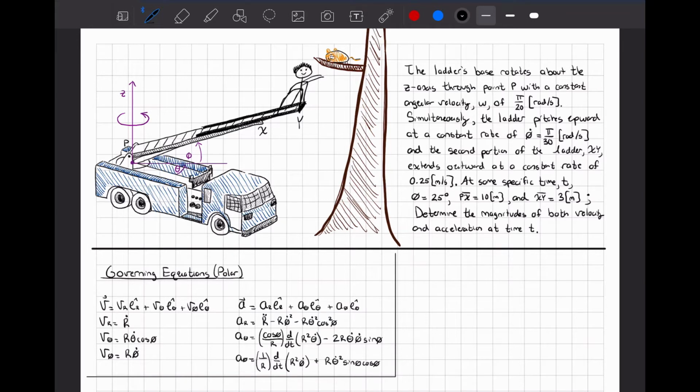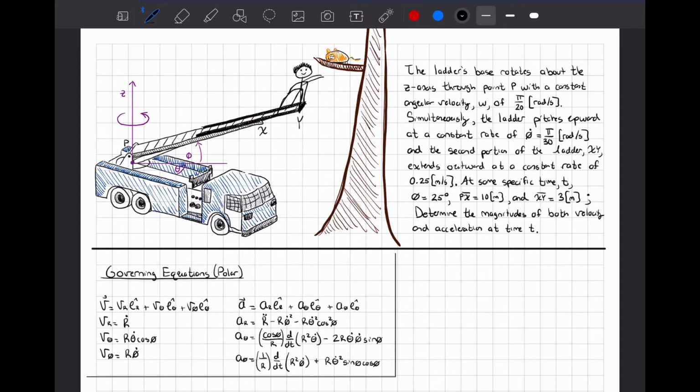So, the ladder's base rotates about the z-axis through point P with a constant angular velocity. Simultaneously, the ladder pitches upward at a constant rate of phi dot equals pi over 30 radians per second. And the second portion of the ladder, xy, extends outward at a constant rate of 0.25 meters per second. At some specific time t, where phi is equal to 25 degrees, px is 10 meters, and xy is 3 meters, determine the magnitudes of both velocity and acceleration at this time t.